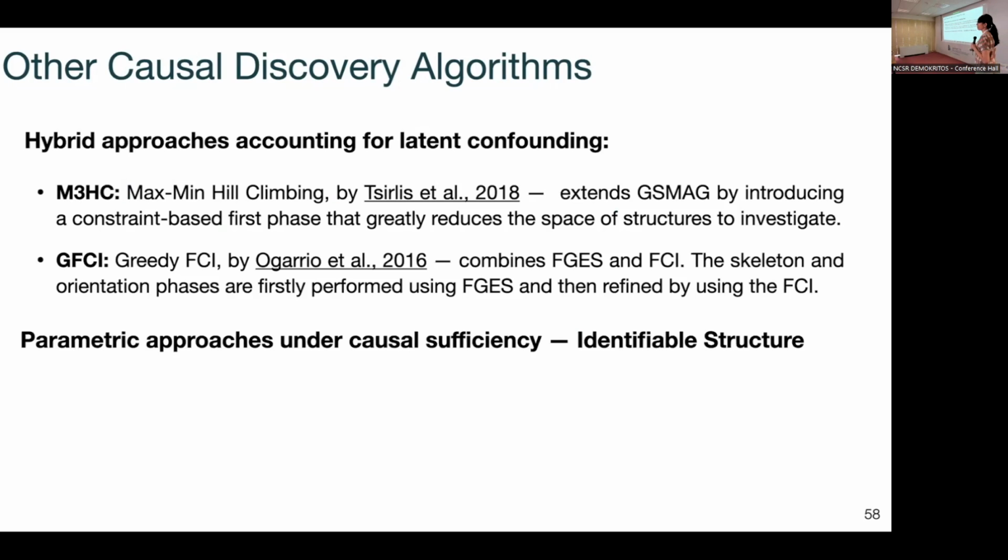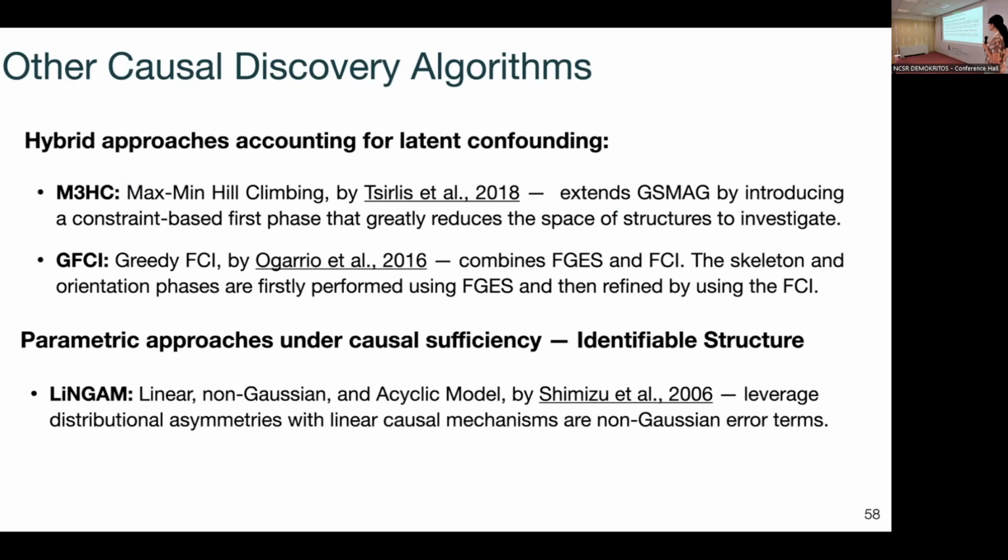There are people also working on parametric assumptions, so depending on your setting, maybe it's interesting to do this. For example, if you assume that the functions are all linear, and your errors are all non-Gaussian, or at most one Gaussian error with all the others non-Gaussian, and you are in an acyclic model, Shimizu in 2006 proved, under causal sufficiency, so a lot of assumptions here, right? Sufficiency, linearity, non-Gaussianity, you can recover the true causal graph. So you have identifiability there.